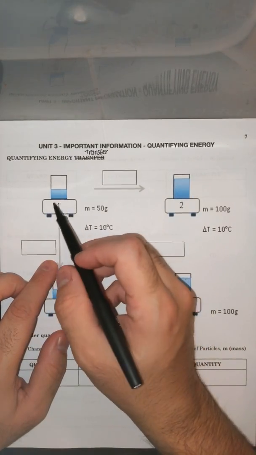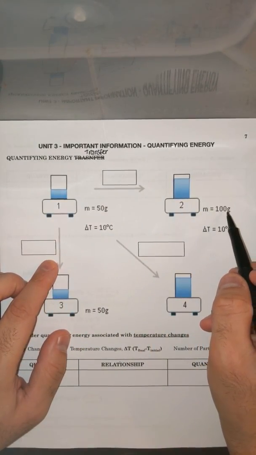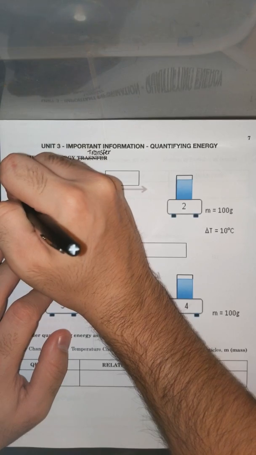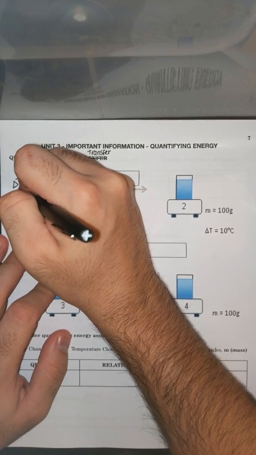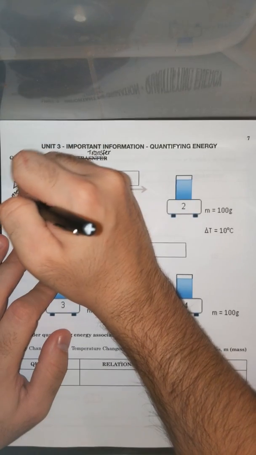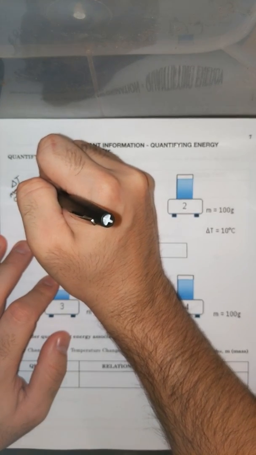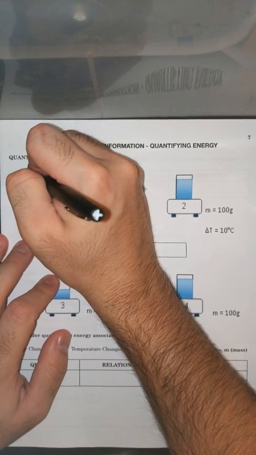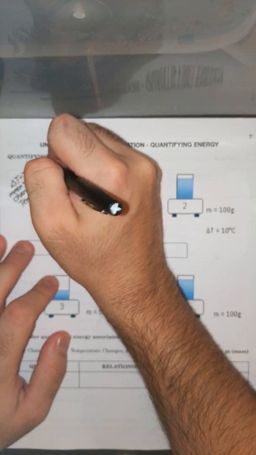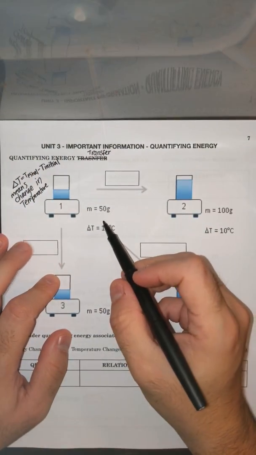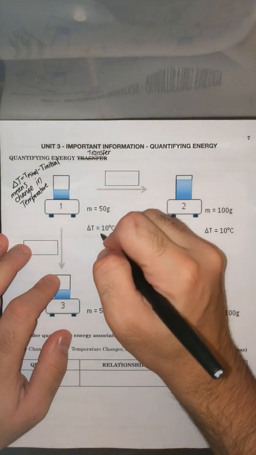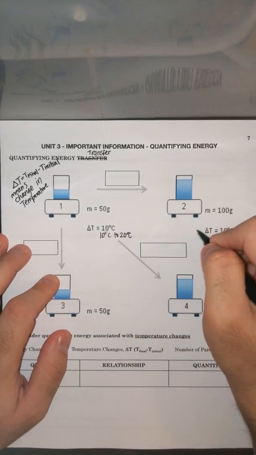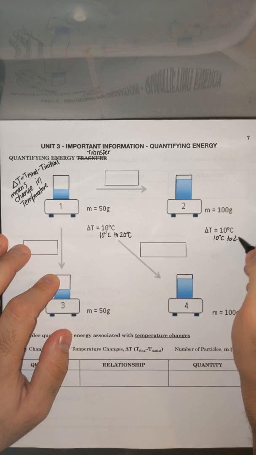If I have 50 grams of water here and I have 100 grams of water here and I'm changing the temperature, remember delta T means change in temperature. And the way that we're going to get change in temperature, I'm going to write it again. Delta T is going to be T final minus T initial. So an example of changing the temperature by 10 degrees Celsius would be going from 10 degrees Celsius to 20 degrees Celsius.